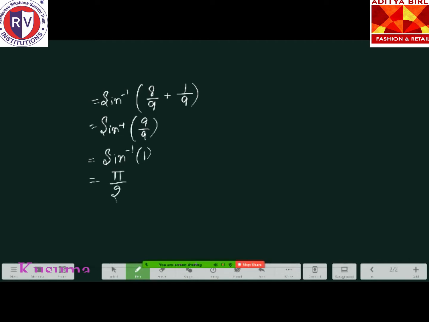So this is your option A, right? This was your option A. A is the right answer. Okay, keep the formula in the mind. Sine inverse x plus sine inverse y is equal to sine inverse of x into root of 1 minus y square plus y into root of 1 minus x square.